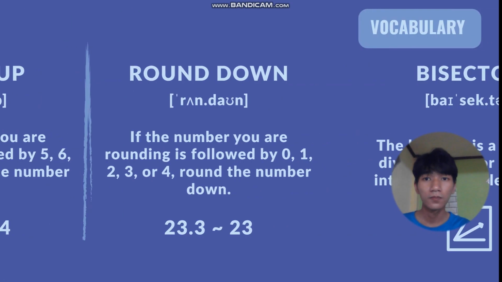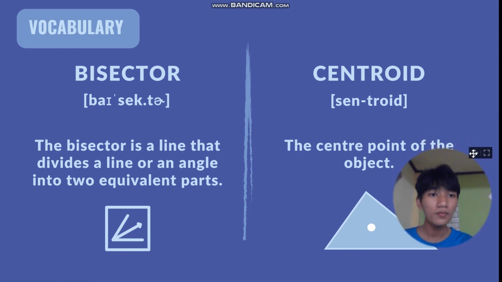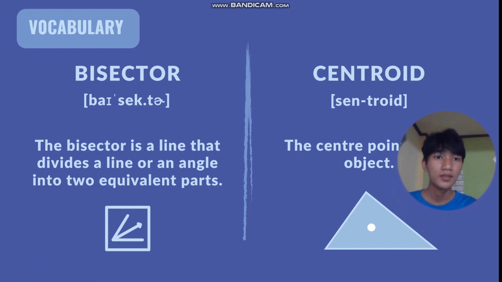Next word is bisector. A bisector is a line that divides a line or an angle into two equivalent parts. This is an angle bisector. So the next word is centroid. Centroid is the center point of the object. For this example, the centroid of this triangle is this dot in here.